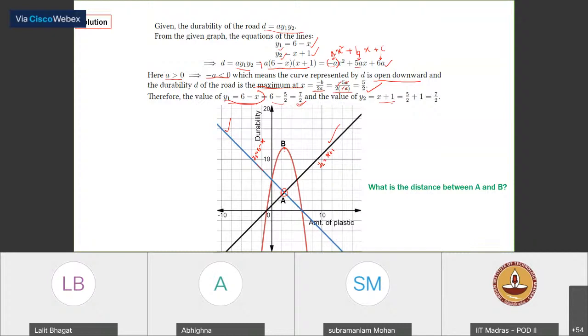Oh, no. That is the point again. I'm getting confused now. We are finding where y1 and y2 are getting connected. Okay, can you just check the question? We'll get back to it.